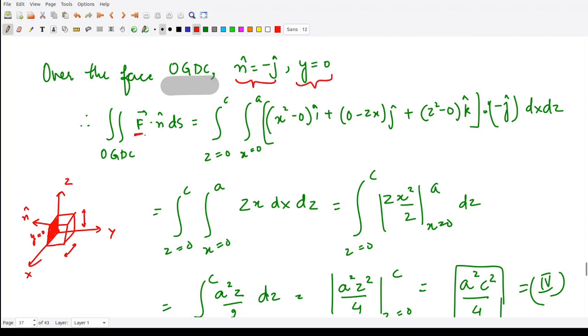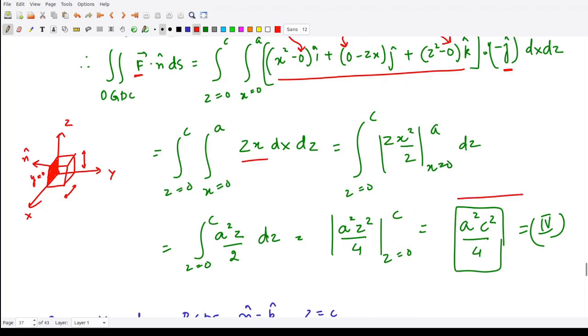So we just write down the vector f, and in that vector f, wherever we find the value of y, we substitute it equal to 0, and in place of n vector we write minus j vector. Then we took the dot product, then we solved the integral. Your value finally came out to be this quantity.